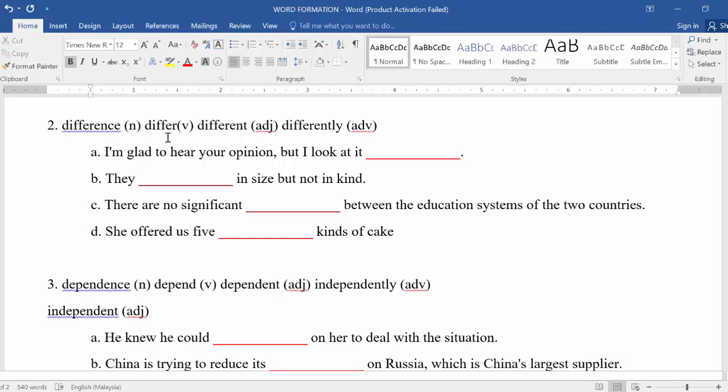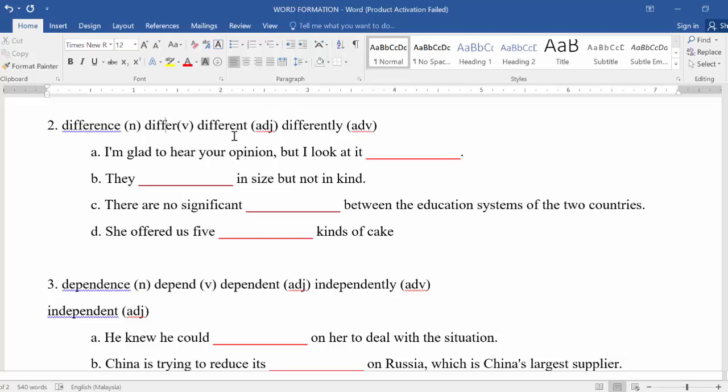Okay, now, next one, differ. Differ as a verb. Differ as a verb means being different from something. This word differ, usually after differ, we can see prepositions such as in, with, and from. In, with, and from usually will appear after this word differ. Okay, next one, different. Different is an adjective. Different means unlike.